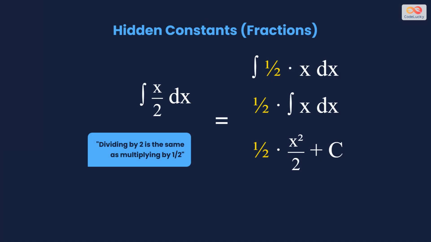Sometimes constants are hidden in fractions. Seeing x over 2 is the same as seeing 1/2 times x. In this case, 1/2 is our constant. We pull the 1/2 out, integrate x to get x squared over 2, and then multiply the fractions to get x squared over 4.